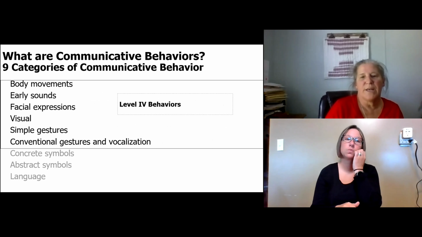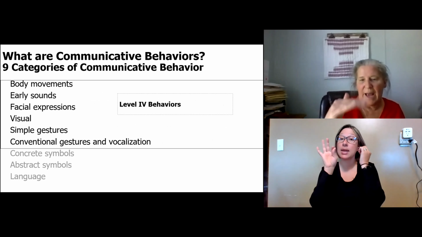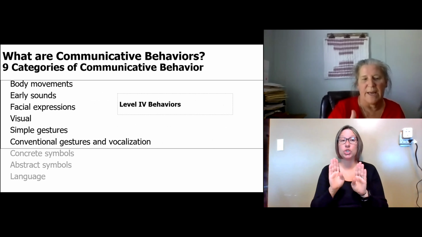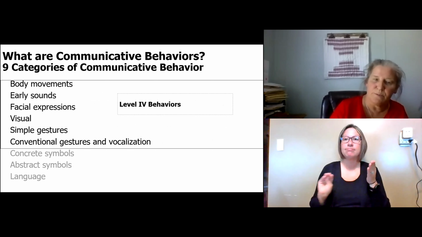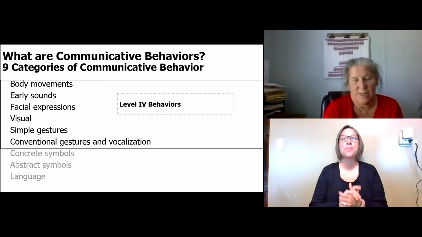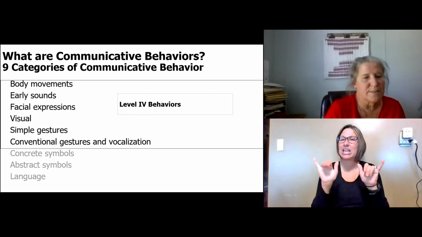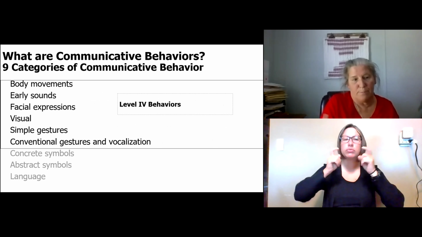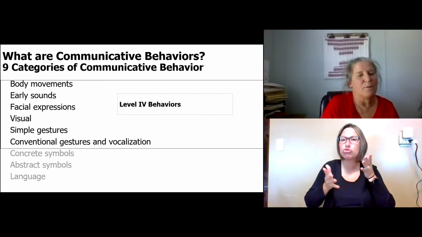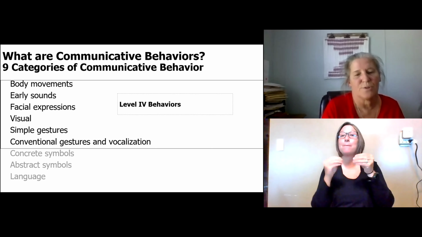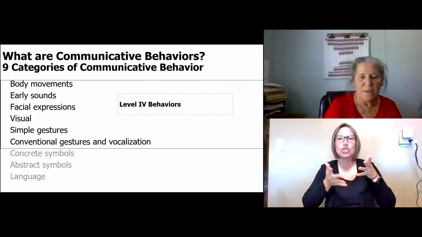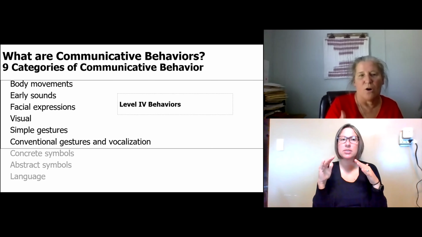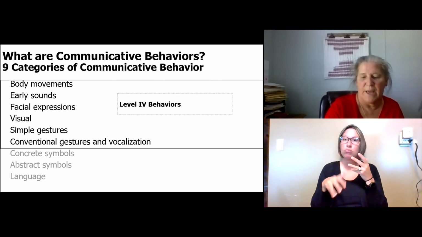Okay, so what are the nine category behaviors? As you see, we're starting to bring in more and more. They're still going to use body movements, early sounds, facial expressions, and visual behaviors. They're going to start those simple gestures, and now they're getting into more conventional gestures and vocalizations. So we really are moving up that scale and getting more and more of those behaviors going on.